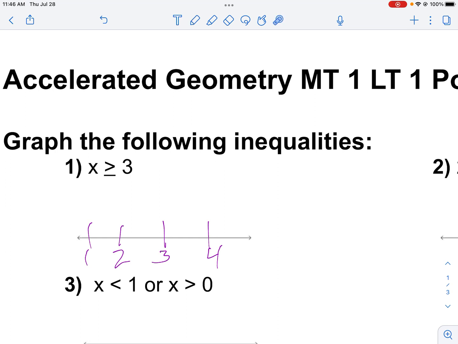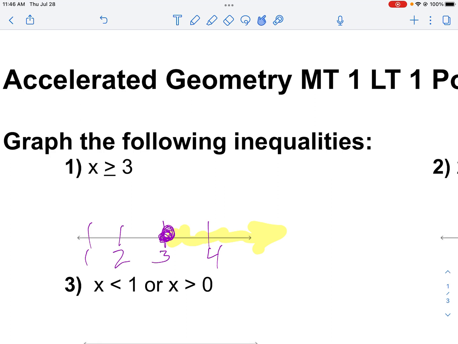Notice there is a line underneath the inequality, so that means we're including 3. So I'm going to put a closed circle on 3. I'm going to pick numbers bigger than 3, so I'm going to shade to the right. As a review, whenever the variable is on the left, it shades in the same direction the inequality points.